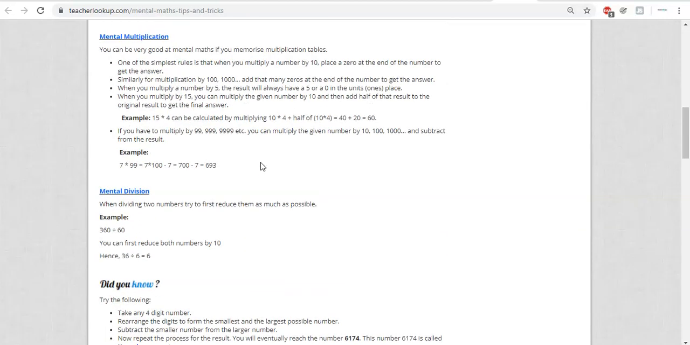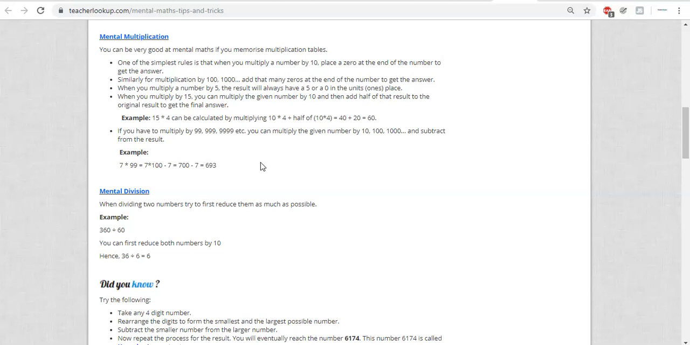Mental multiplication. You can be very good at mental maths if you memorize multiplication tables. Guys, some of my friends who have been educated in India and other Asian countries were tasked to learn the multiplication tables during the early years, and I really recommend it as well if your memory is good. If not, we're going to put on more videos on how to quickly calculate multiplications, and hopefully that will guide you.